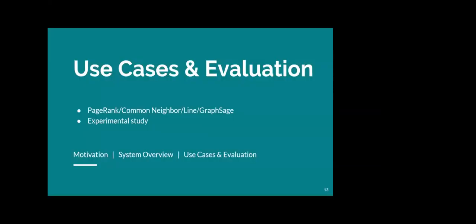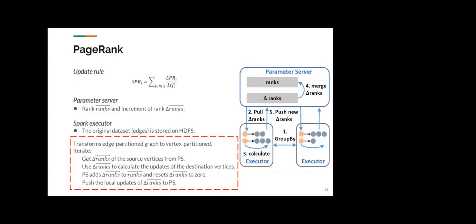Well, let's show the use cases of PSGraph and the evaluation. PageRank measures the importance of vertices, also called rank. The update rule uses incremental vertex ranks to save communication when the model barely changes. The size of vertex rank can be very large and is frequently accessed. Therefore, we store vertex ranks and the increment of ranks on the parameter server. The original dataset is edge partitioned and stored on HDFS.